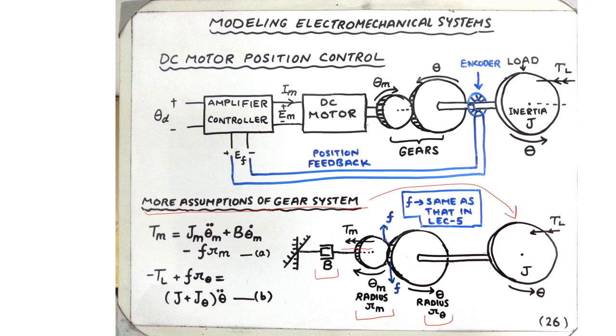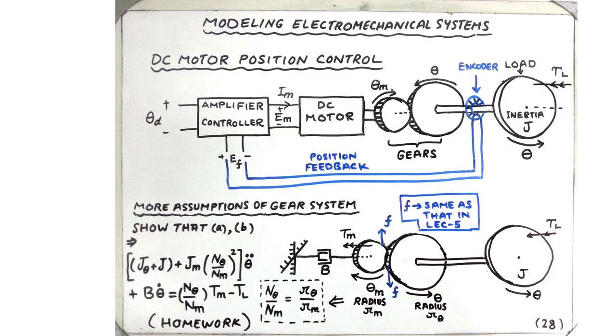Now at this point, I would like you to recall how we modeled the gear system, where we assume that the two inertias are in contact, and there is a frictional force F which is pushing the larger gear in one direction and the smaller gear in the other direction. The two modeling equations can be written as follows.